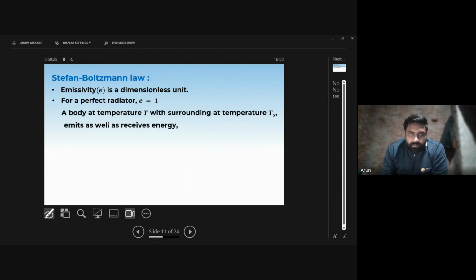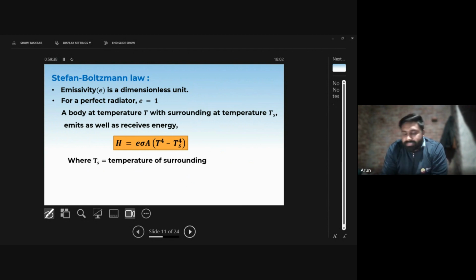Now, if the temperature is T and the surrounding temperature is Ts, this is the law of heat radiation: E sigma A into T raised to the power 4 minus Ts raised to the power 4, where Ts is the temperature of the surrounding.